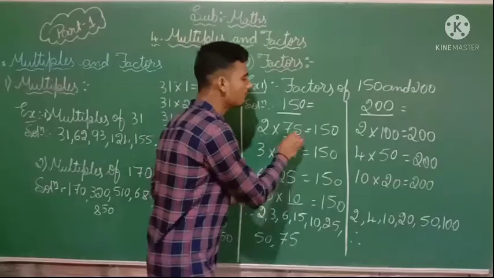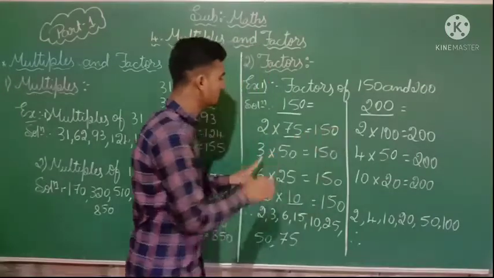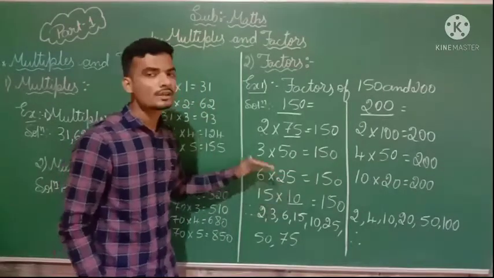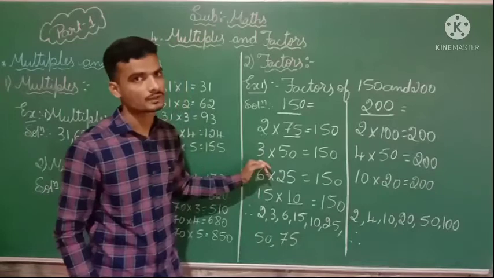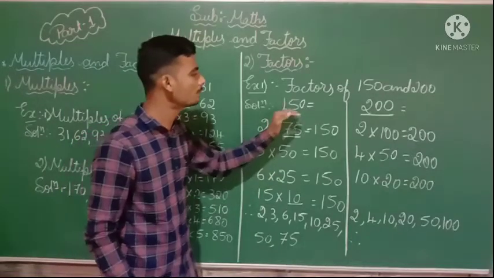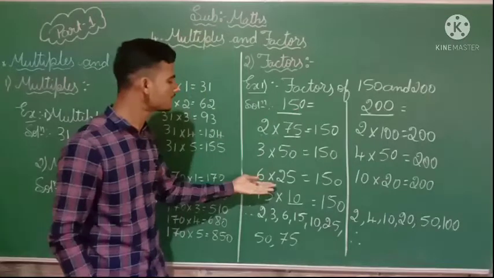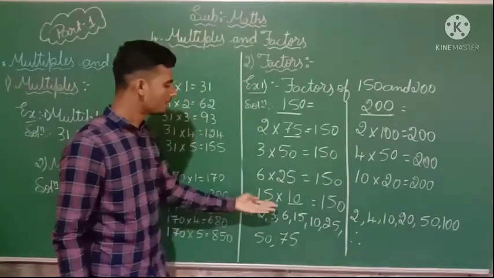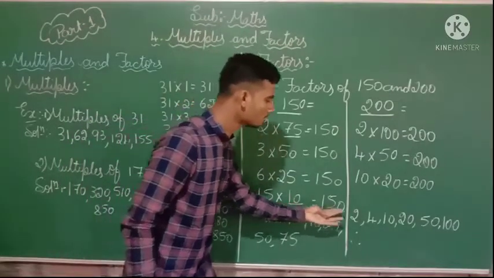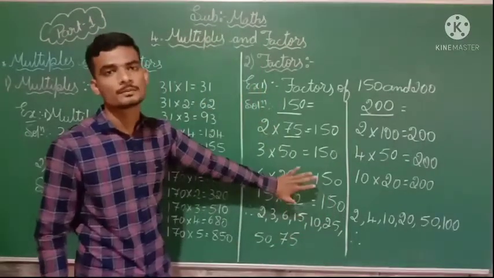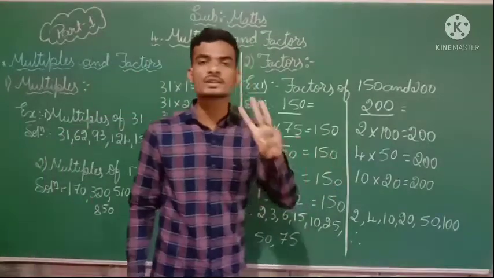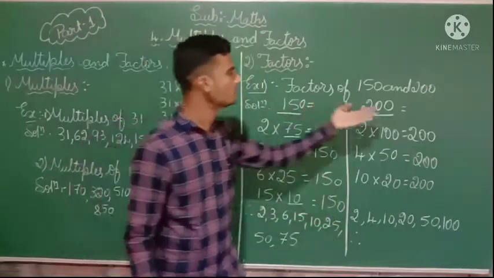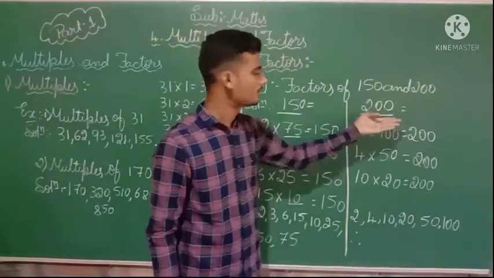So 2 into 75 is equal to 150, then 3 into 50 is equal to 150, then you will not get 4 or 5, because it does not divide 150 completely. So I have taken 6. 6 into 25 is equal to 150, then 15 into 10 is equal to 150. This is enough, because they have asked for only 3 common factors. So you stop up to here itself. Then you find the factors of the next number, 200.